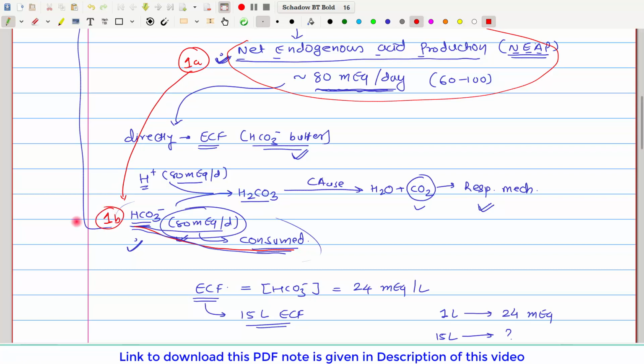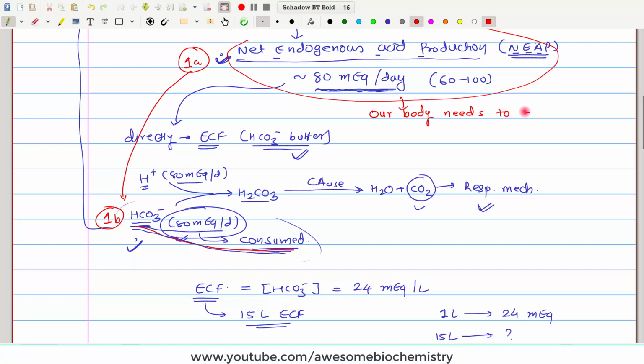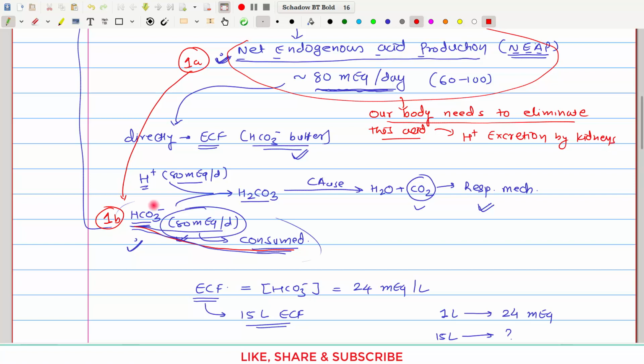So, what could be the solution of this? The solution of this problem is that our body needs to eliminate this acid. So, how will our body eliminate this acid? That work is taken up by the kidney in the form of H plus excretion by kidneys. And this second problem should also be addressed.